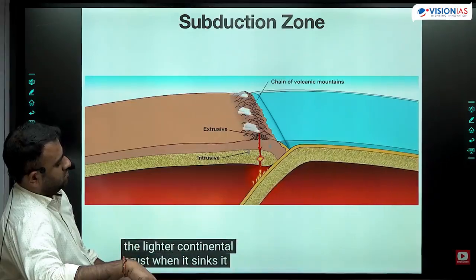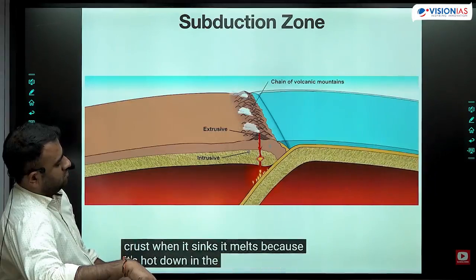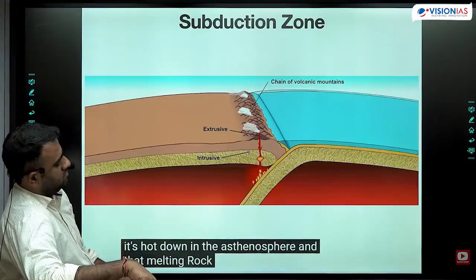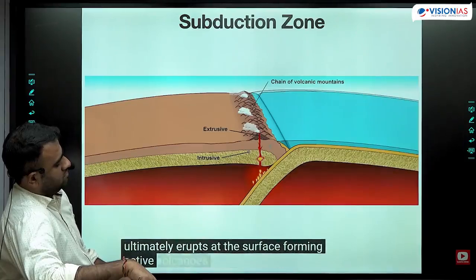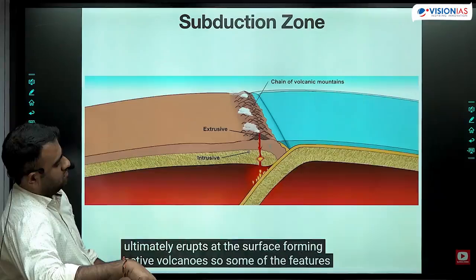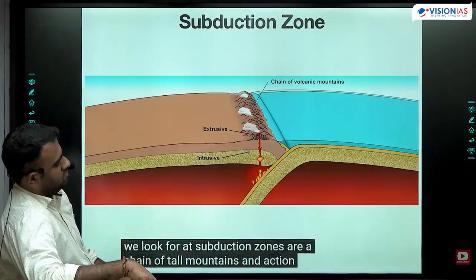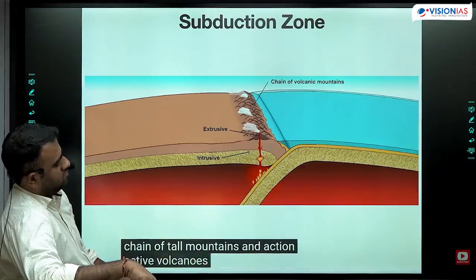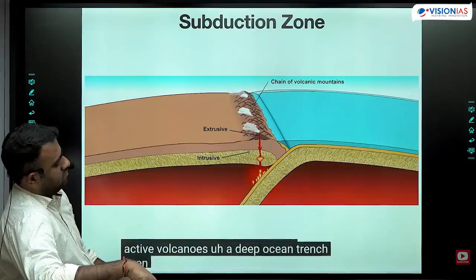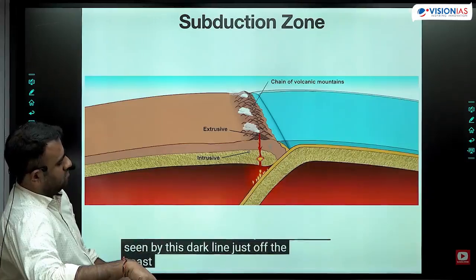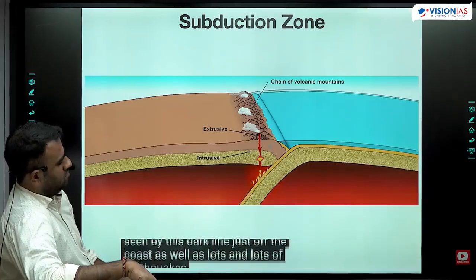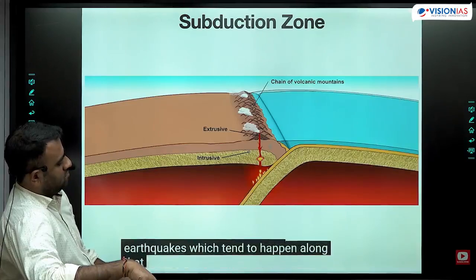When it sinks, it melts because it's hot down in the asthenosphere. And that melting rock finds little cracks and crevices to rise through and ultimately erupts at the surface, forming active volcanoes. So some of the features we look for at subduction zones are a chain of tall mountains and active volcanoes, a deep ocean trench seen by this dark line just off the coast, as well as lots and lots of earthquakes, which tend to happen along that subducting plate.